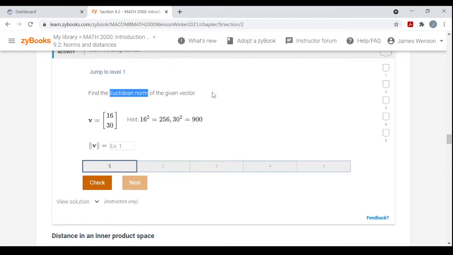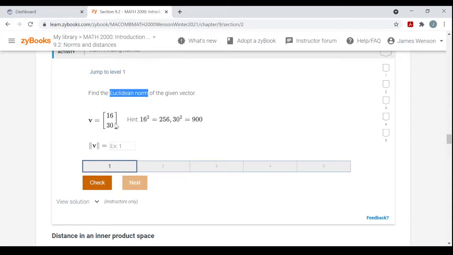Whenever the word Euclidean comes up, whether you're talking about the Euclidean inner product, Euclidean norm, or Euclidean distance, it just means you're involving the dot product. So when they ask for the norm of v, the Euclidean norm, that'd be the square root of the dot product of this vector with itself.